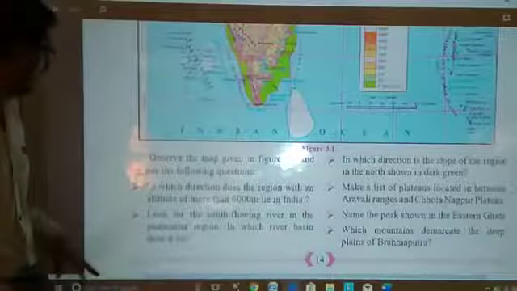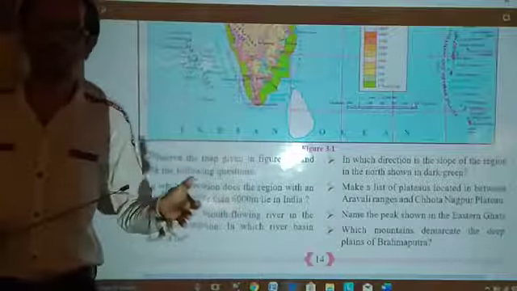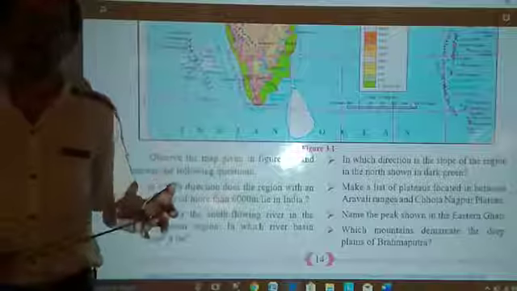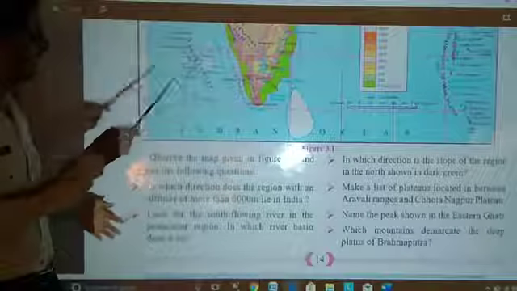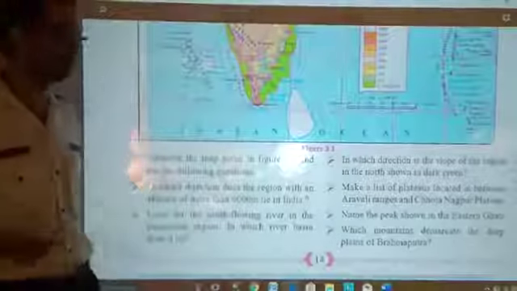Now look for the south-flowing rivers in the peninsular region. There are various rivers flowing in southern India, such as the Kaveri, Krishna and Godavari. You can refer to the map, just read the map and observe it, and you will get all the answers.